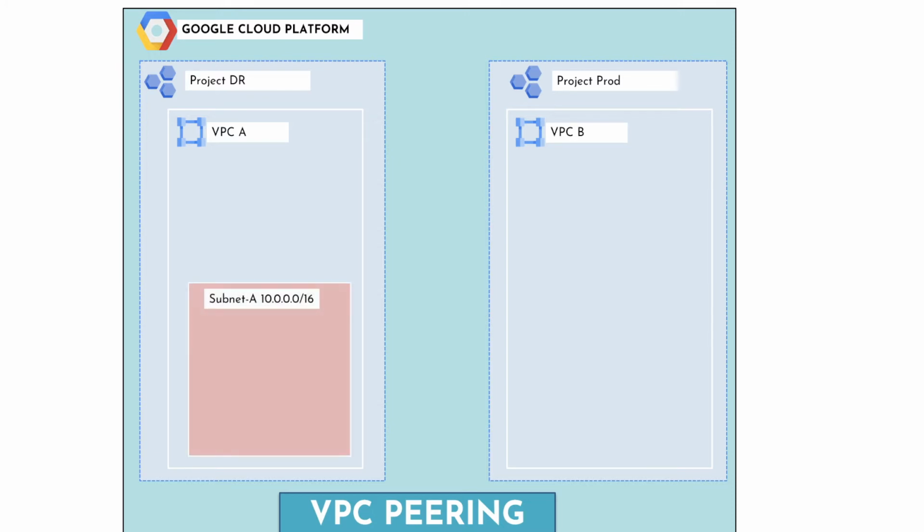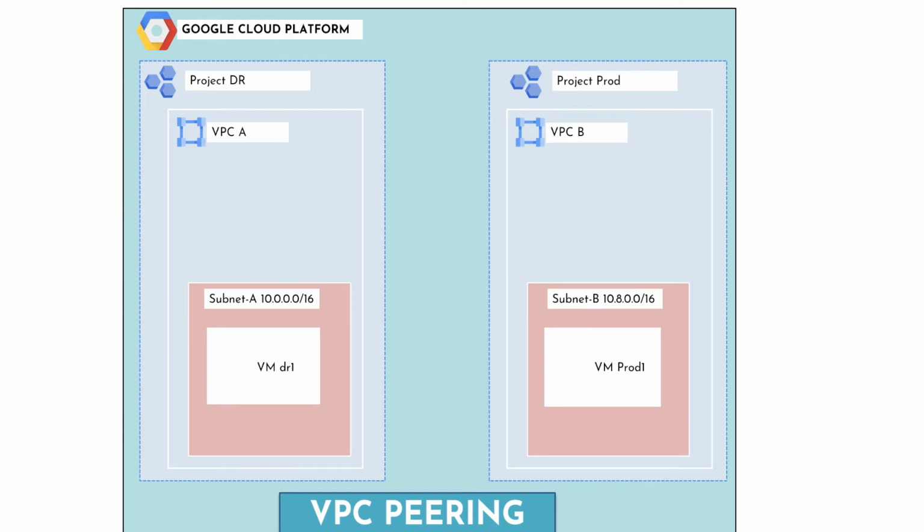VPC A has one subnet with CIDR range 10.0.0.0/16. Similarly, VPC B has one subnet with CIDR range 10.8.0.0/16. Make sure that the participating VPCs in a network peering do not have overlapping CIDR ranges. Otherwise, there will be a conflict and the connection would not be established. Each subnet has a Google Compute Engine VM which you would want to connect via their private IP addresses. Let's call them VMDR1 for VPC A and VMProd1 for VPC B.